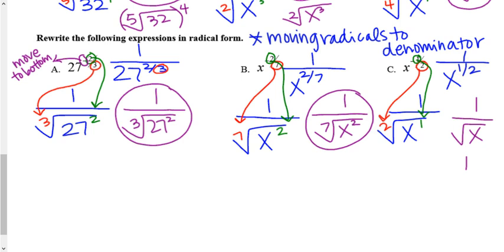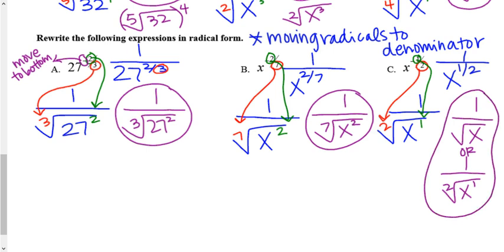Or you could write in all the numbers and say this is the square root of x to the 1st power. So you can do this or that. It doesn't matter. It's all the same thing. Whatever makes you happy. Okay, so that's target 7.